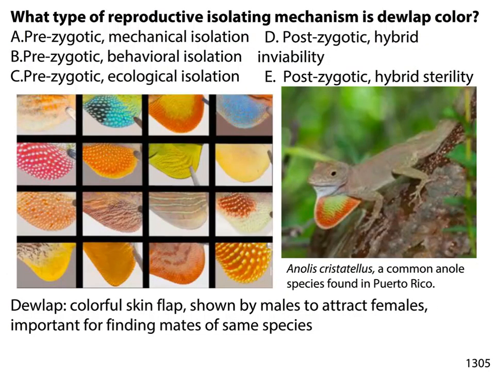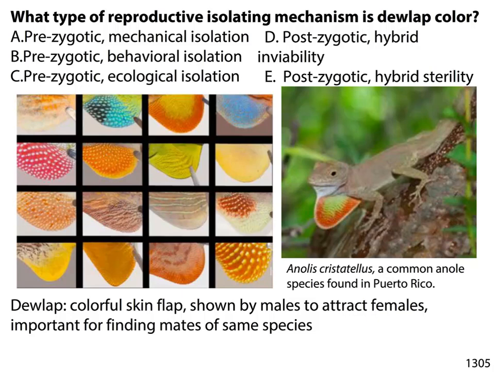Oh, look, more practice. Okay, so take a moment. Dewlap is this colorful skin flap, and it's used by males to attract females. What type of selection is this? Hopefully you guys said sexual selection, okay?